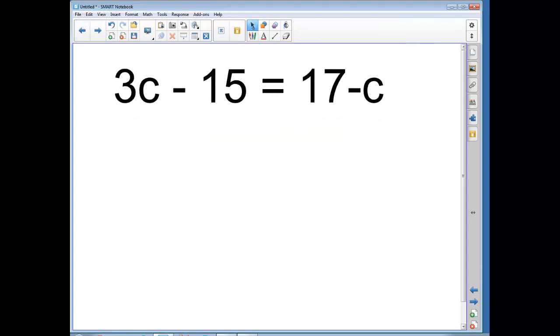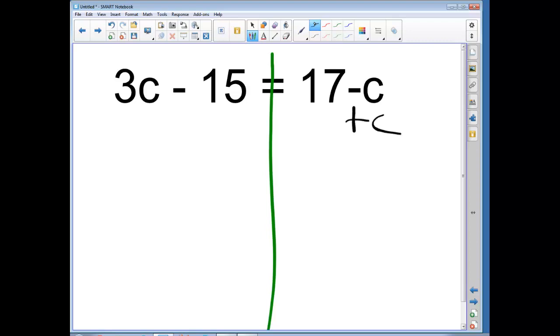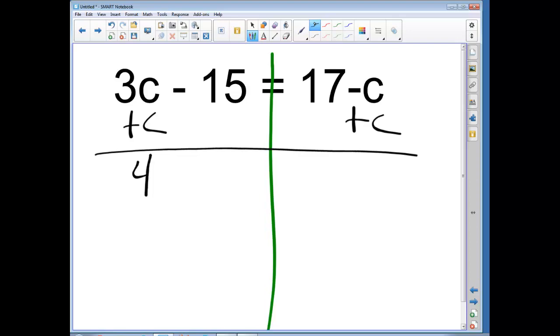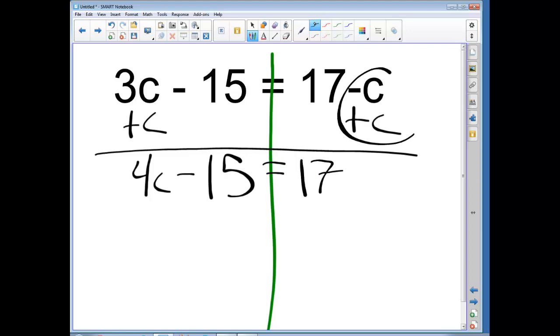Here we go. 3c minus 15 equals 17 minus c. Again, first thing I do, drop down. There's my line, separating the left from the right. Now I need to evaluate. Do I want to move my 3c or my 1c? I'm going to add my c. Plus c, plus c. 3c plus 1c gives you 4c. Minus 15 equals, and we have 17. Minus c plus c, that cancels out. Nice 0 there. Okay, 4c minus 15 equals 17.